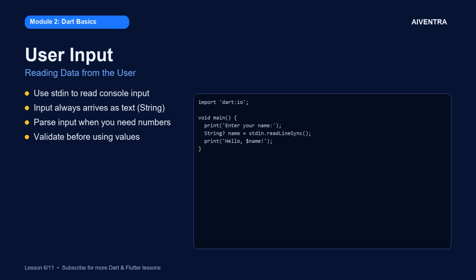Let us recap user input. Key point 1. Use stdin to read console input. This is important because it helps you write clean, predictable Dart code and avoid common beginner mistakes.